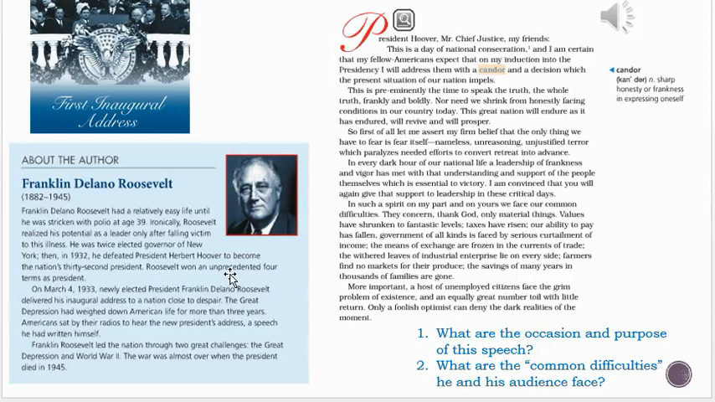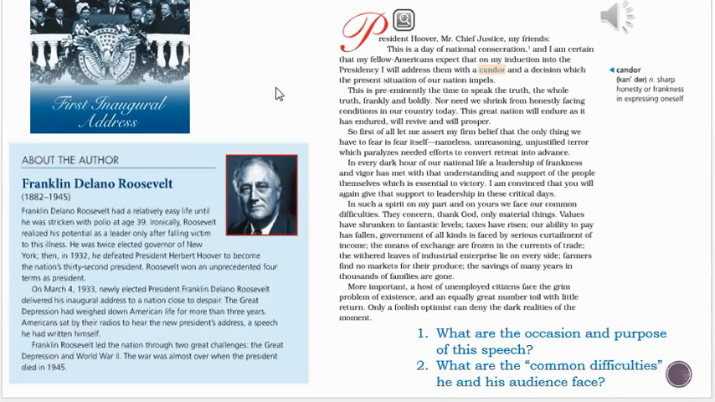Well, Franklin Delano Roosevelt had a relatively easy life until he was stricken with polio at age 39. And you guys may know him as the president who was in the wheelchair. Ironically, Roosevelt realized his potential as a leader only after falling victim to his illness. So from his tragedy became a wonderful victory. He became a president after being diagnosed with polio.